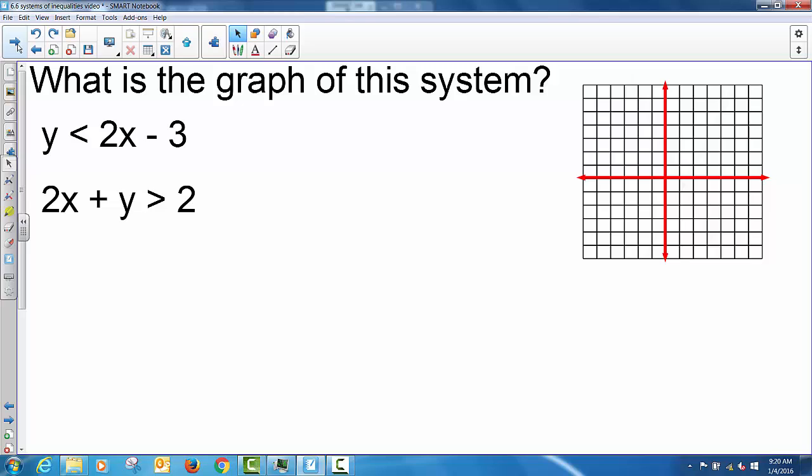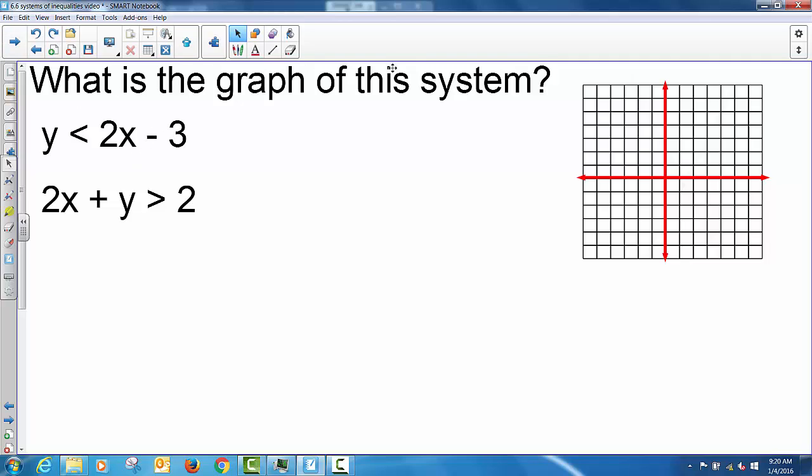What is the graph of this system? Now, the way you have to approach this is as if it says y equals. That's what you do whenever you're drawing your line. Just pretend it says y equals 2x minus 3, and you draw it just the same way, with one little exception, and we'll show you that as we go.